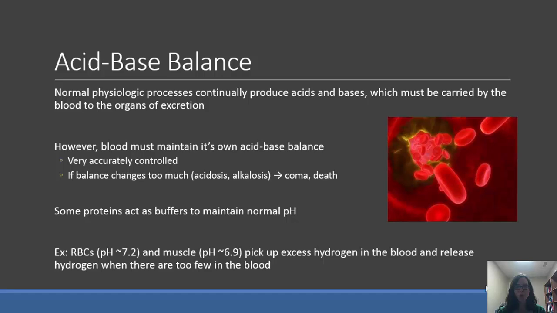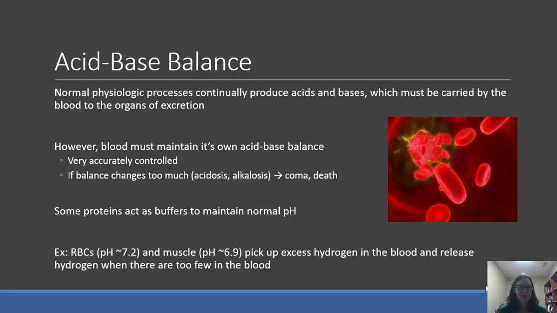Okay, proteins are also needed for acid-base balance. As we've seen demonstrated time and time again, through normal physiologic processes, we produce acids and bases, and these have to be carried by the blood to the organs of excretion in order to avoid going outside of our very narrow range of what is okay for our blood, or our normal pH for our blood, which is very essential for physiological function.